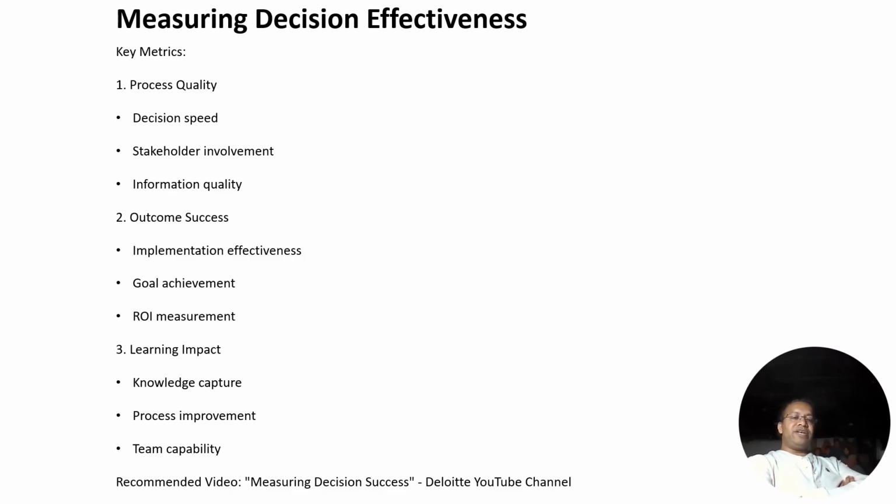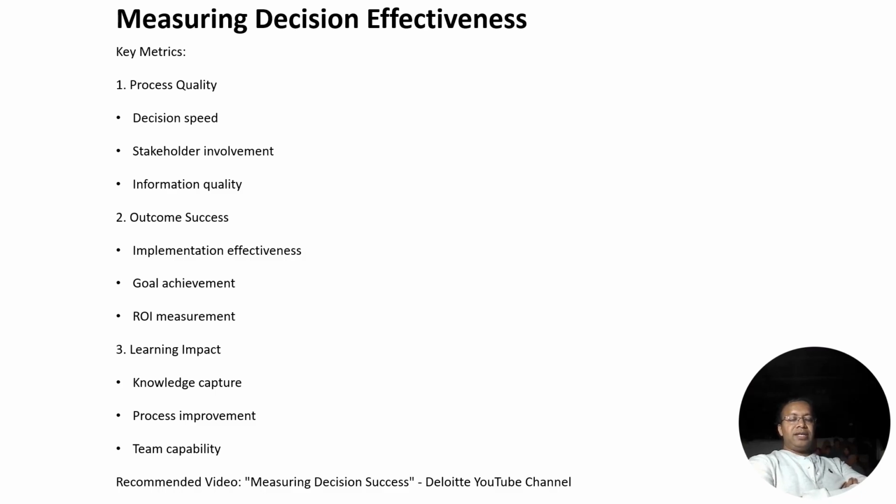The second one is very focused on outcomes. The outcome success is a very important metric for measuring decision effectiveness. How effectively were decisions implemented? What kind of goals were achieved? What was the return on investment and how was it measured? For every decision or action implemented, did we have a ROI, return on investment, measured? These are all outcome driven metrics, which is very important for figuring out if our decisions that we took as agile leaders are really effective or not.